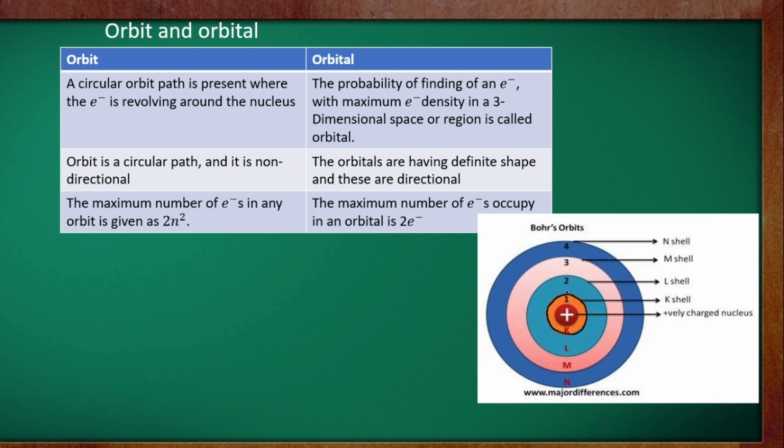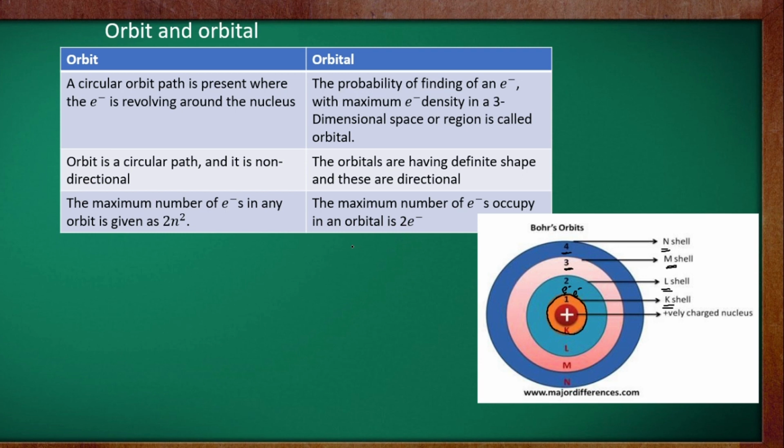In this first orbit, students, the electrons are revolving around the nucleus. So this we can call an orbit. This is the first orbit and we denote it as K. This is the second orbit, we denote it as L, this is the third orbit, we denote it as M, and this is the fourth orbit, we denote it as N. So an orbit is nothing but a circular path where the electrons are revolving around the nucleus.